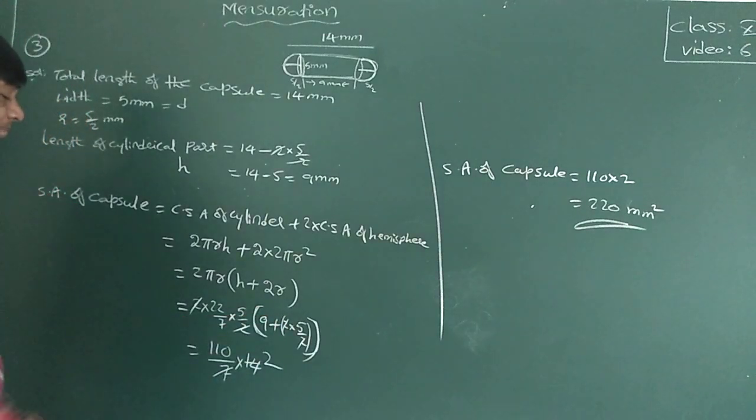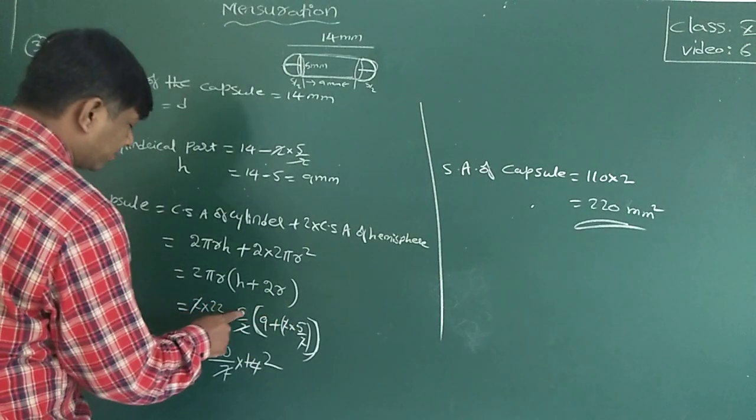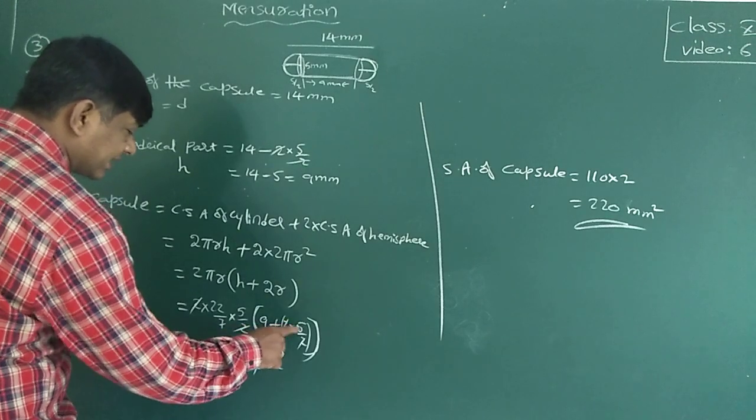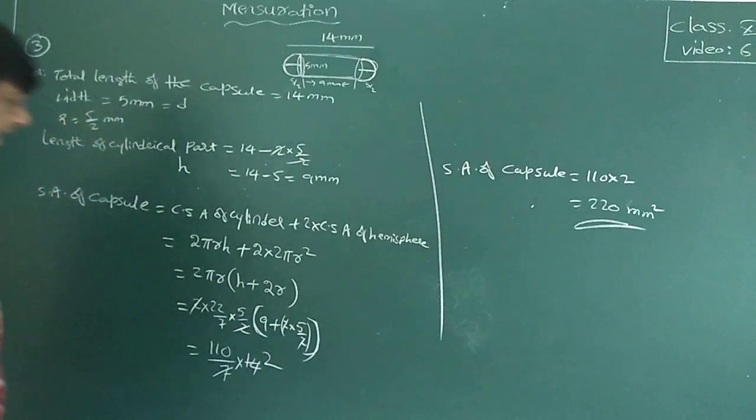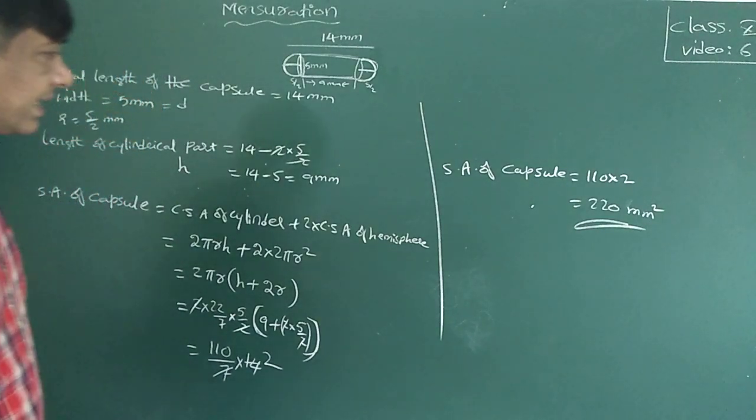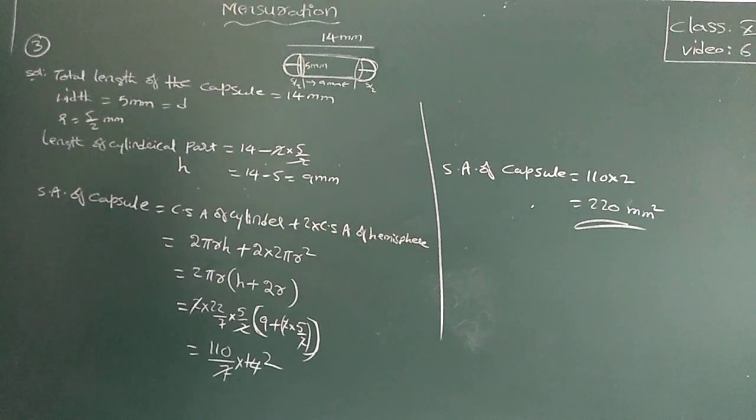2 cancels. 22 into 5 is 110 by 7. 9 plus 5, after cancellation 5 is there. 9 plus 5 is 14. 7 into 2 is 14, so 2 cancels. 110 into 2, that is equal to the surface area of the capsule, which is 220 millimeters square.